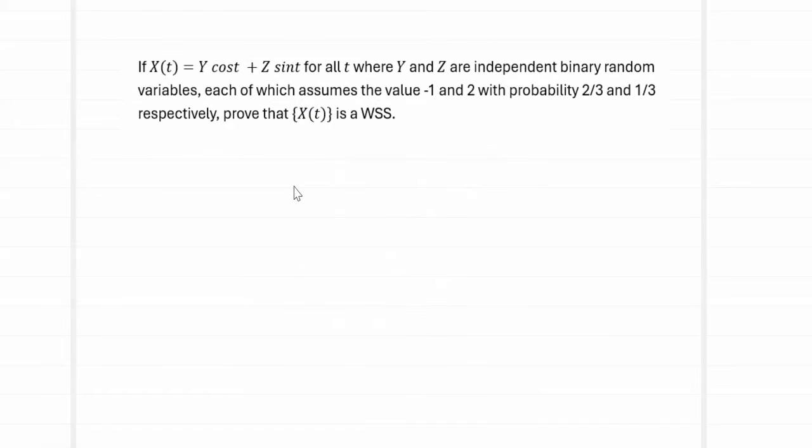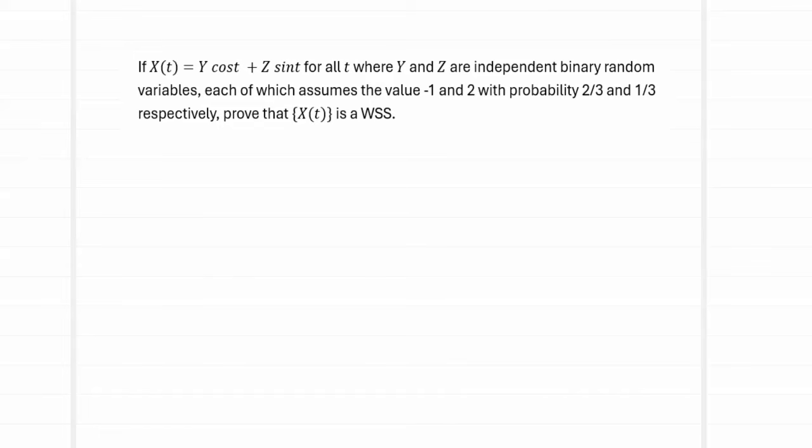The problem is: if X(t) is equal to Y cos t plus Z sin t for all values of t, where Y and Z are independent binary random variables, each of them assumes the value -1 and 2 with probability 2/3 and 1/3 respectively. We have to show that X(t) is a WSS.